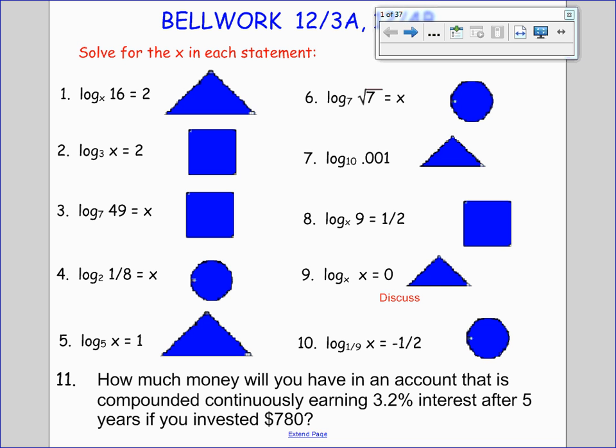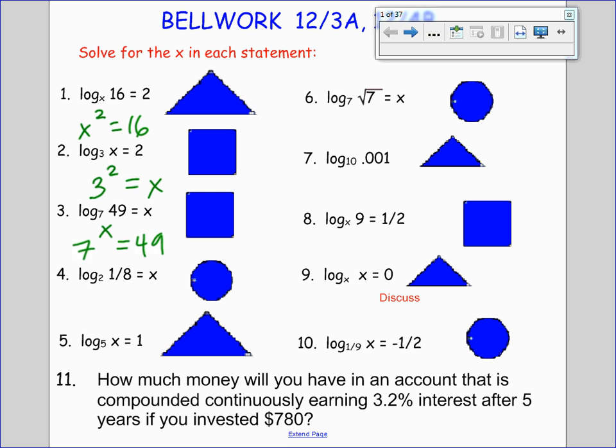For number one, x to the second equals 16. For the second one, base 3 to the second power equals input. For the third one, base 7 to the exponent equals input. And so depending upon where x is, you'll use a different strategy for figuring it out. Go ahead and share with the class some answers when I call on you.